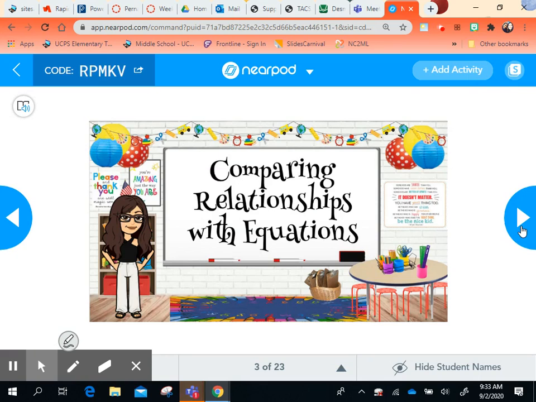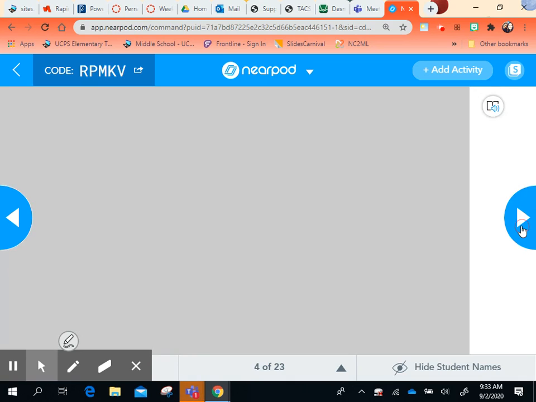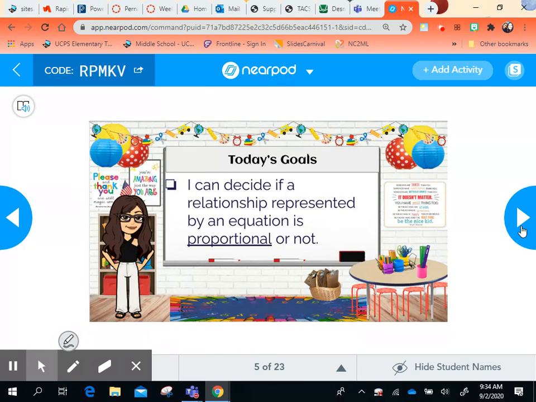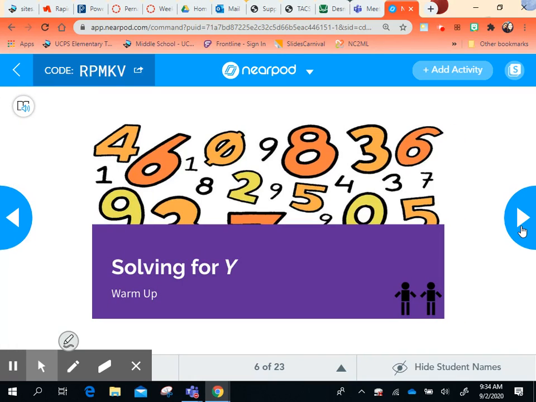So we're comparing relationships with equations. Let's develop methods for deciding if a relationship is proportional. Today's goal: I can decide if a relationship represented by an equation is proportional or not. Yesterday we looked at if a table was proportional or not proportional. Today we're going to look at equations and see if they are proportional or not proportional.